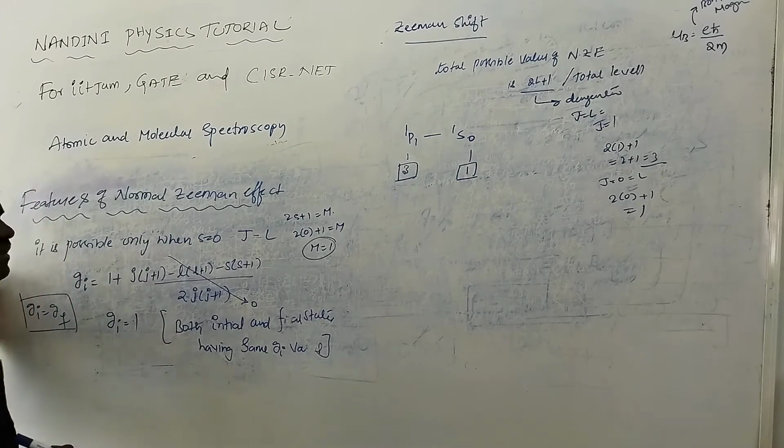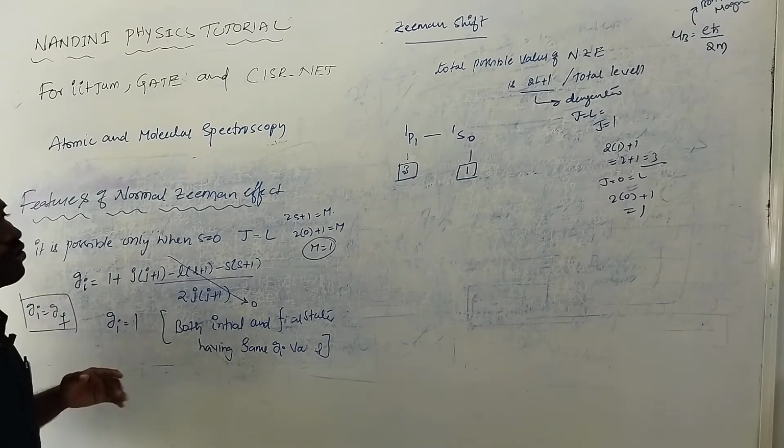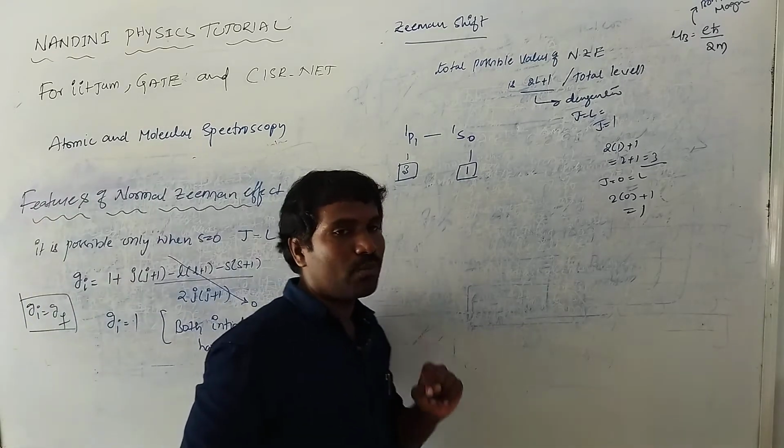So this is called a single electron transition, electron to electron transition. It is not many electron to many electron transition. Many electron to many electron transition will be possible in the anomalous Zeeman effect.